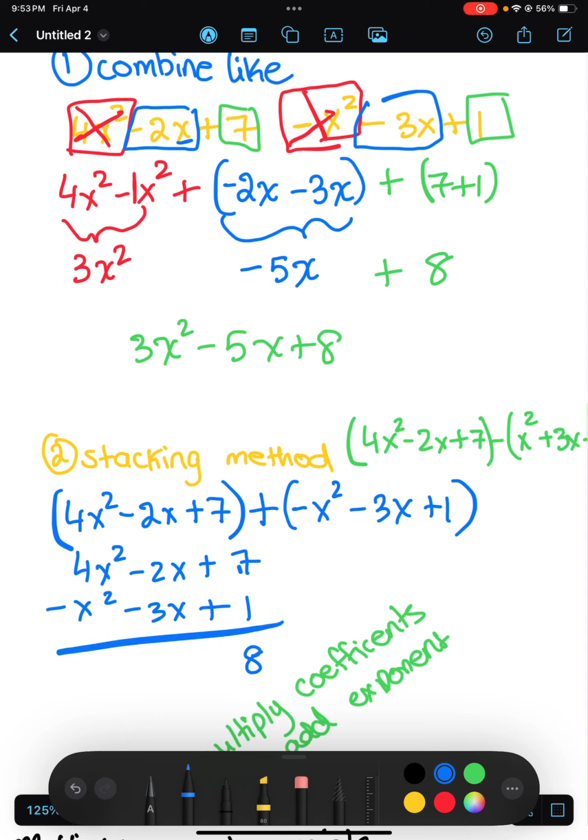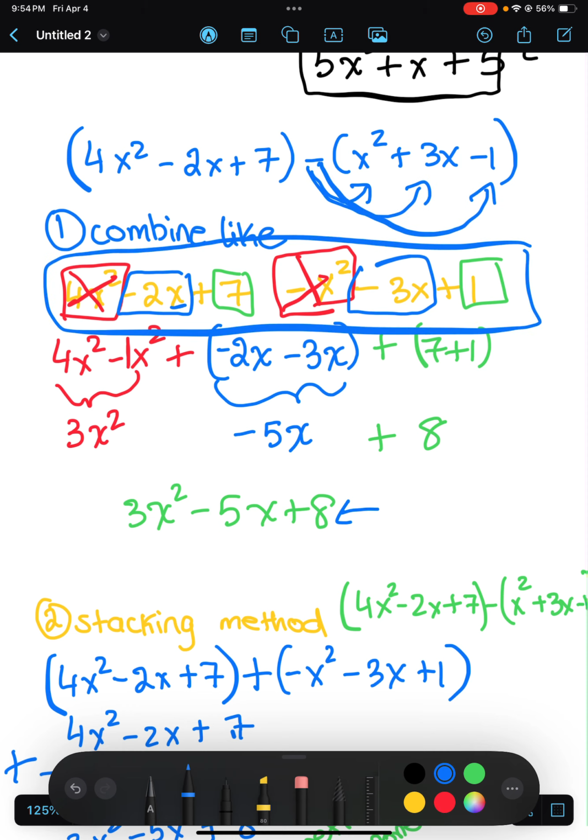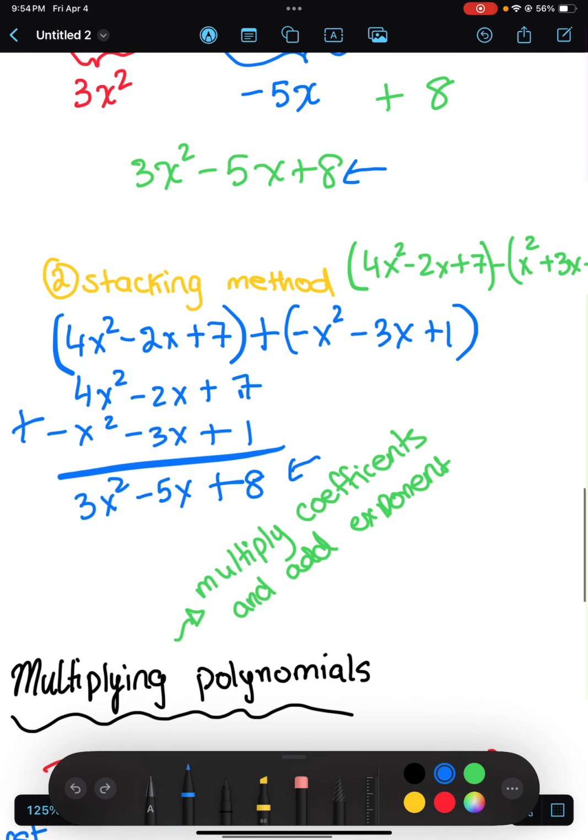Seven plus 1 is 8. That's a positive 8. -2 plus -3 is going to be -5x. 4 plus -1, that's 3x squared. And we get the same answer. So you can either just literally multiply every single term by a -1 and get one giant polynomial, or you change the subtraction sign into an addition sign and just change every single sign that is within your second polynomial.